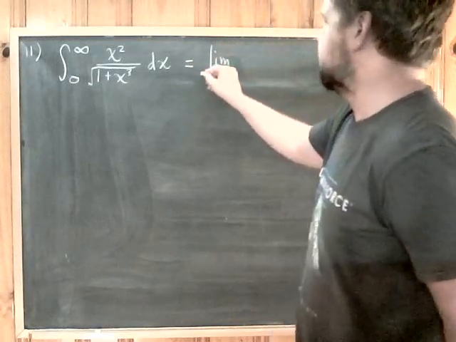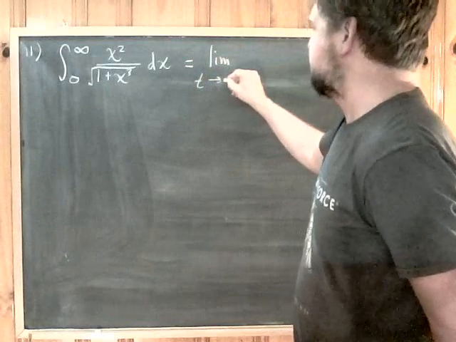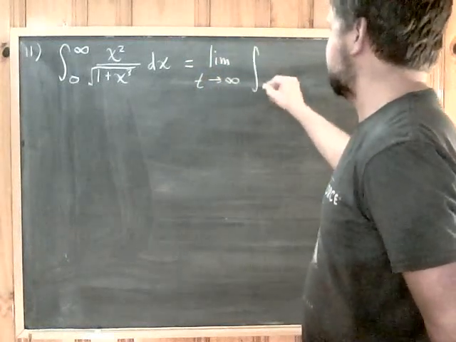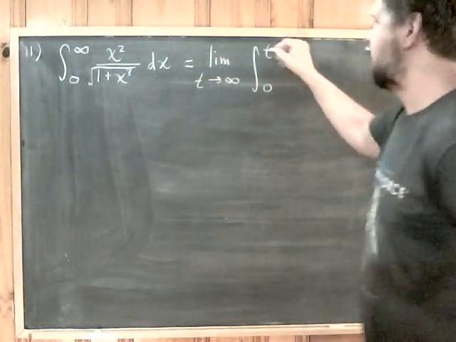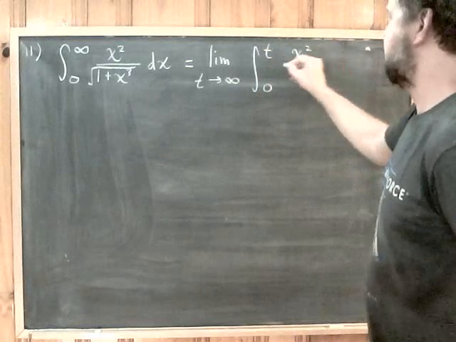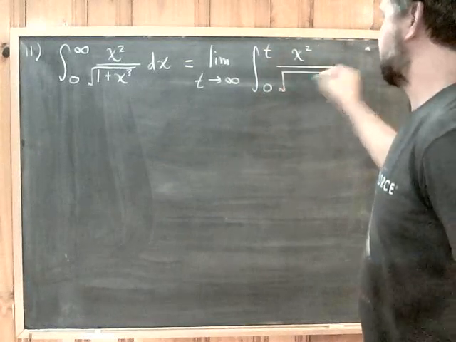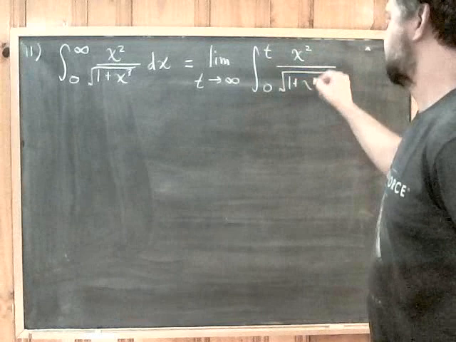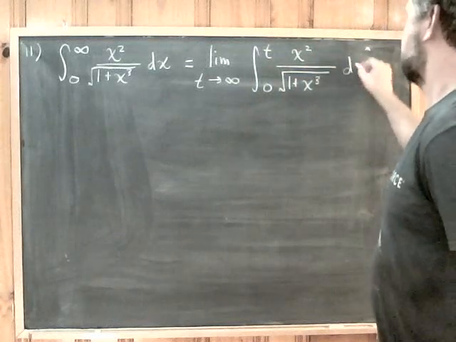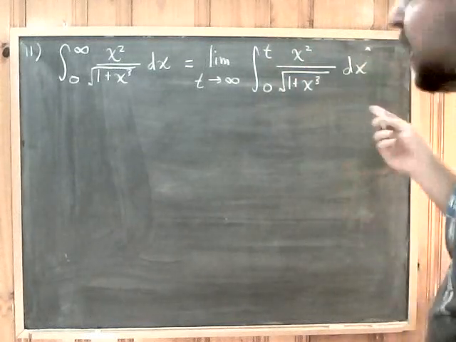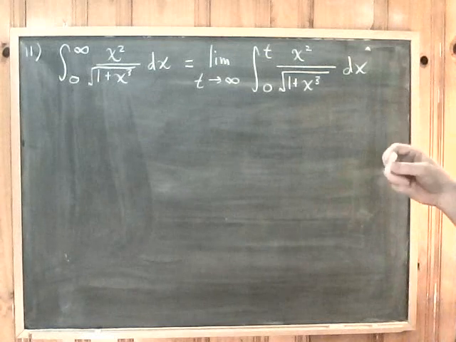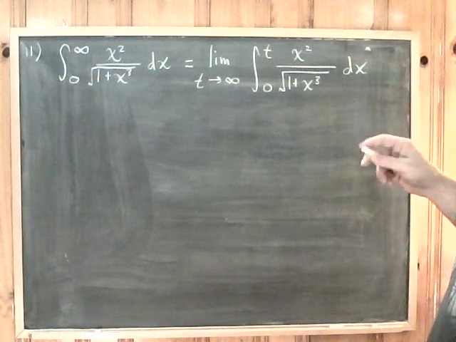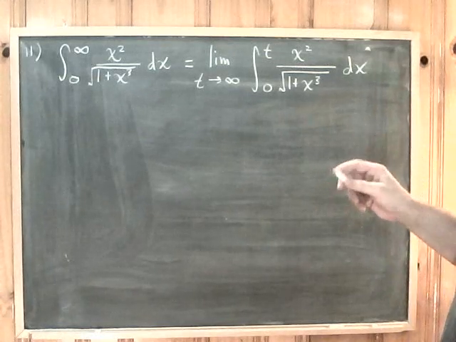So limit as t goes to infinity, integral 0 to t of x squared divided by square root of 1 plus x cubed dx. But then it's okay to do that antiderivative a little bit on the side, so to speak.